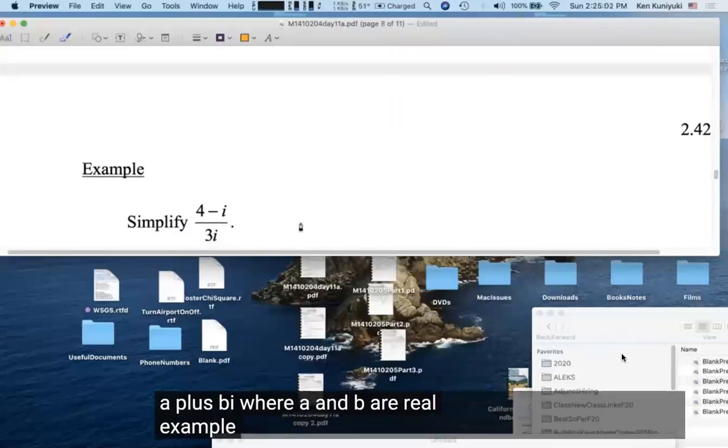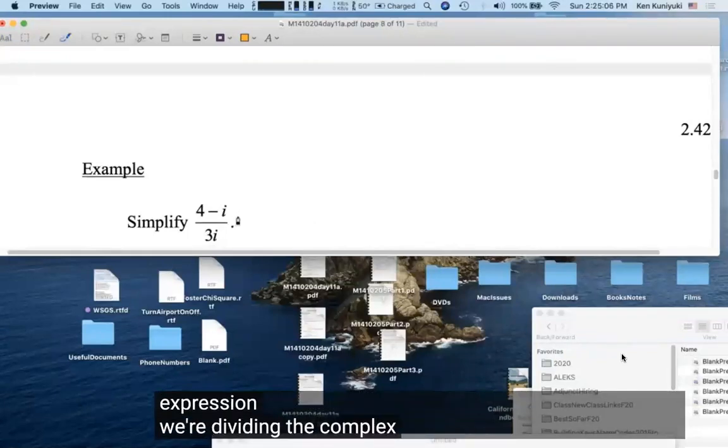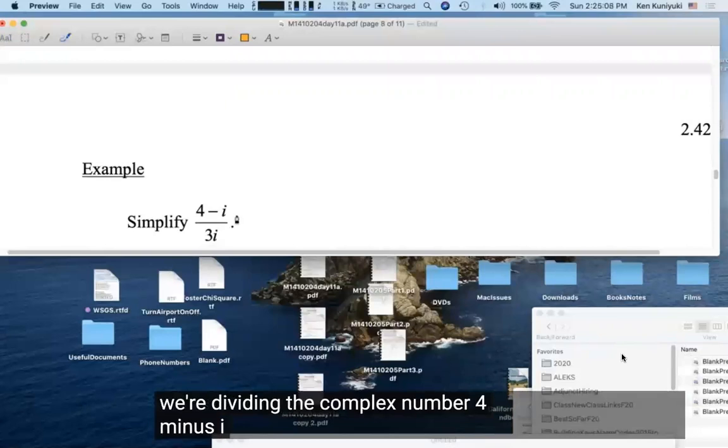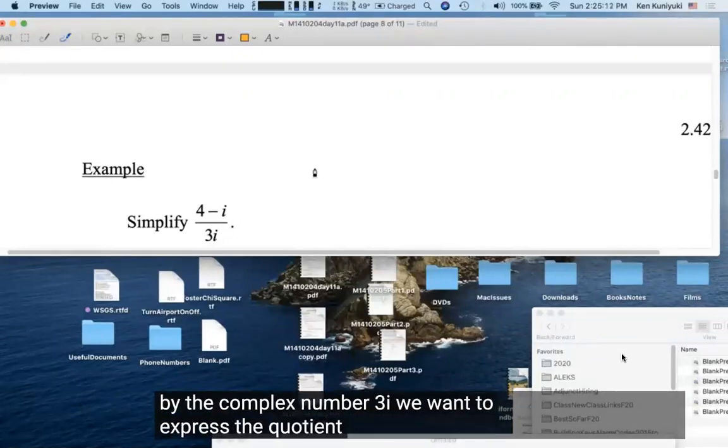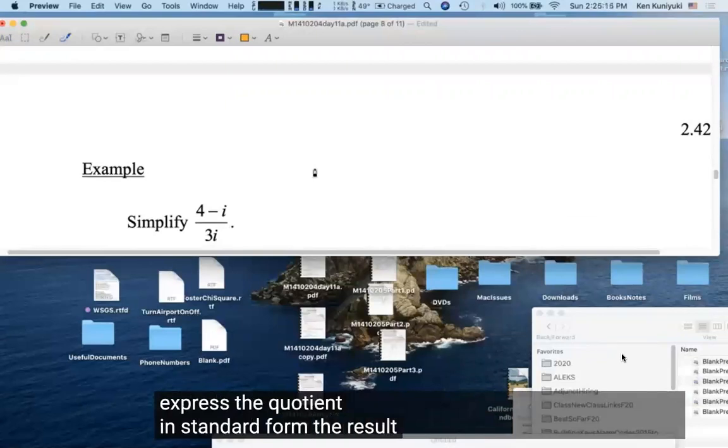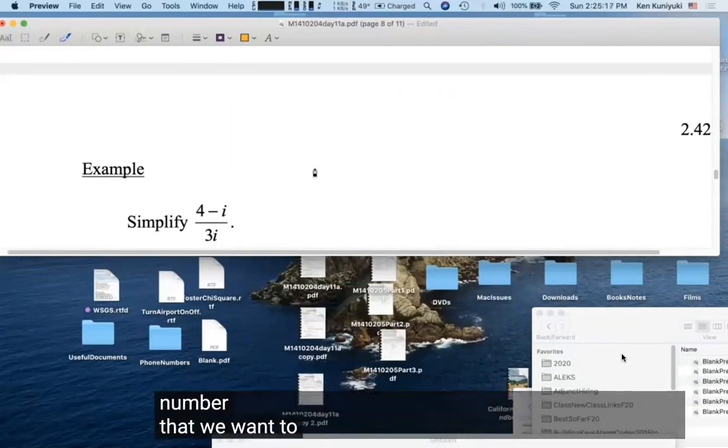Example. Let's simplify the following expression. We're dividing the complex number 4 minus i by the complex number 3i. We want to express the quotient in standard form. The result is a complex number that we want to write in standard form.